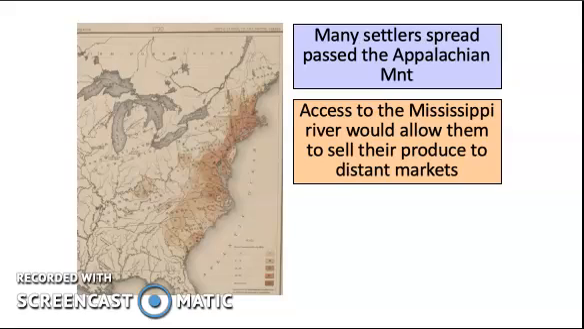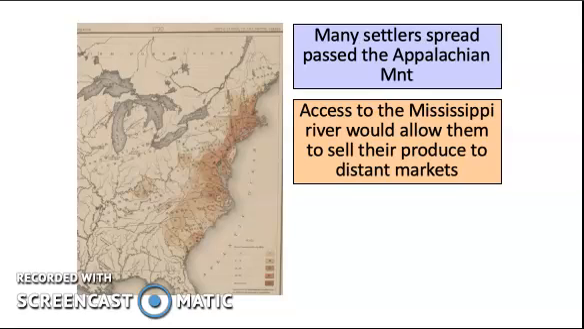In fact, the United States is growing incredibly quickly at this particular time. Every 25 years, our population is doubling. And many of them are now spilling across the Appalachian Mountains now that the war with England is over. We don't have any proclamation lines, and we're moving over that way. And access to the Mississippi River is significant because what this does for farmers is this allows them access to sell their produce and their products to distant markets.